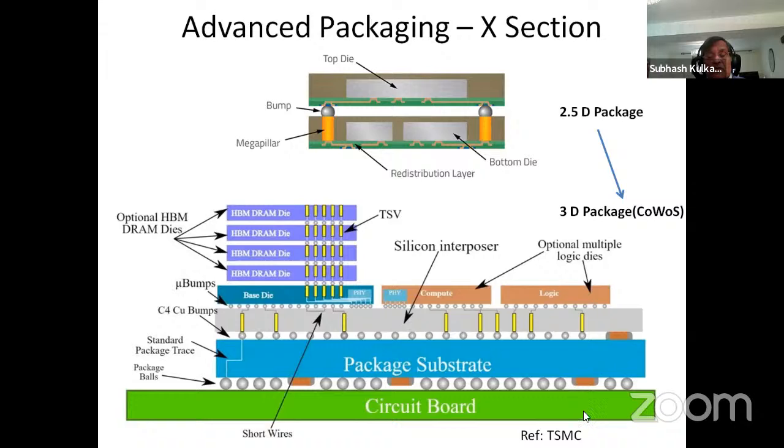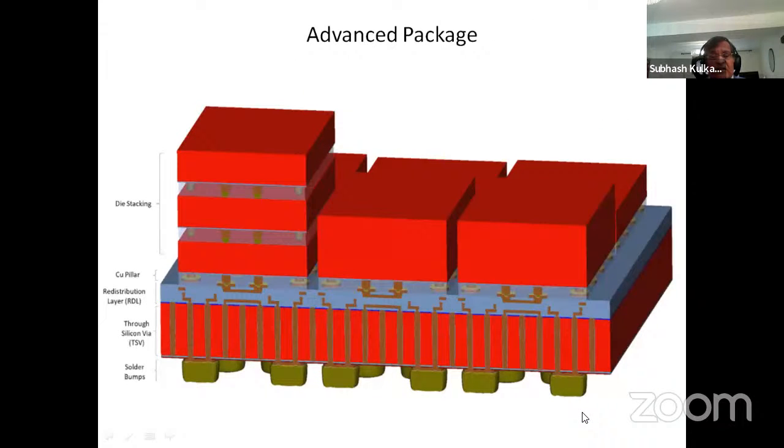The same one, if you look at in the three-dimensional isometric view, it looks like this. These are the chips sitting on the top that I showed. And this is your silicon via, TSV, through the silicon interposer with a bunch of copper pillars. And this particular package can be installed into your computer.